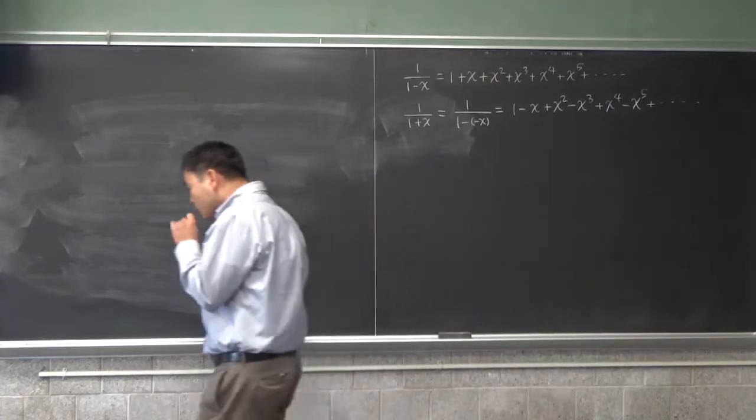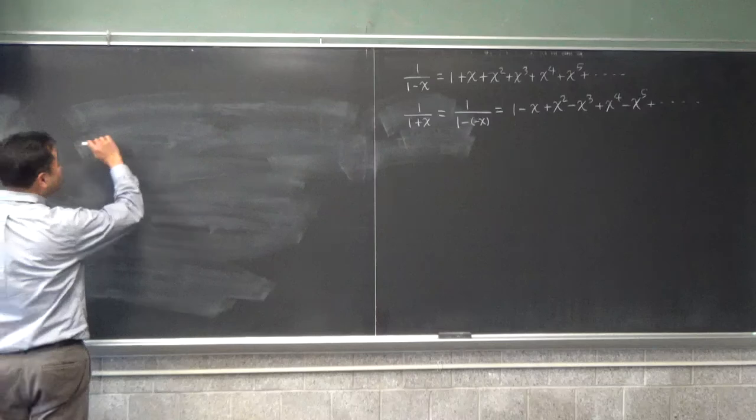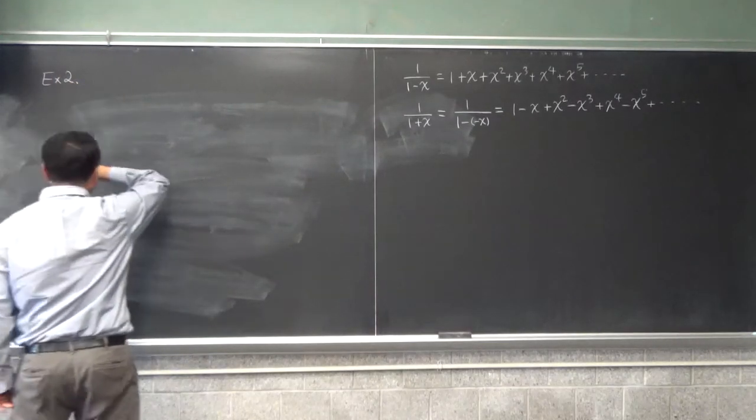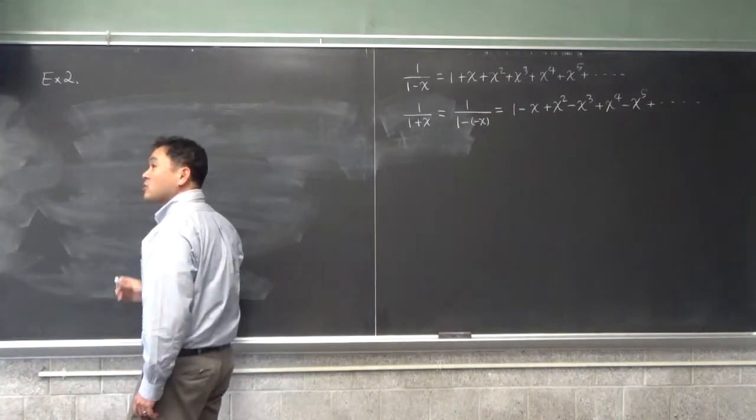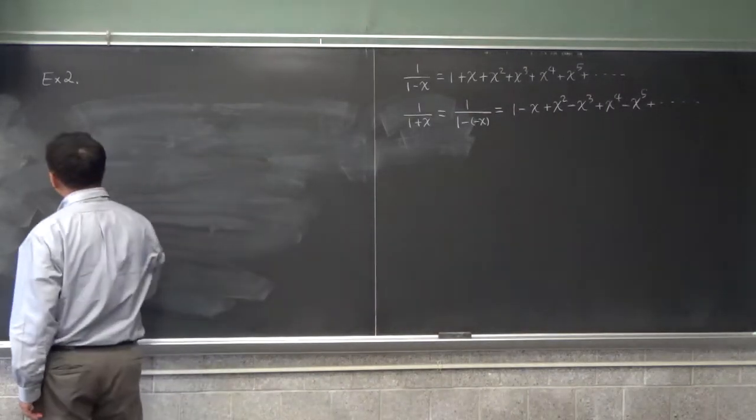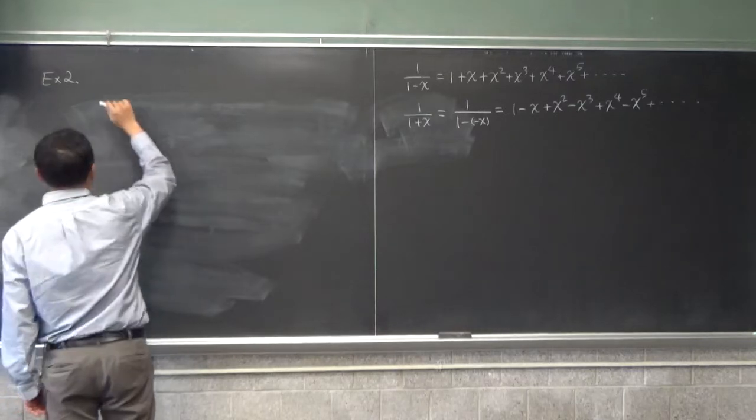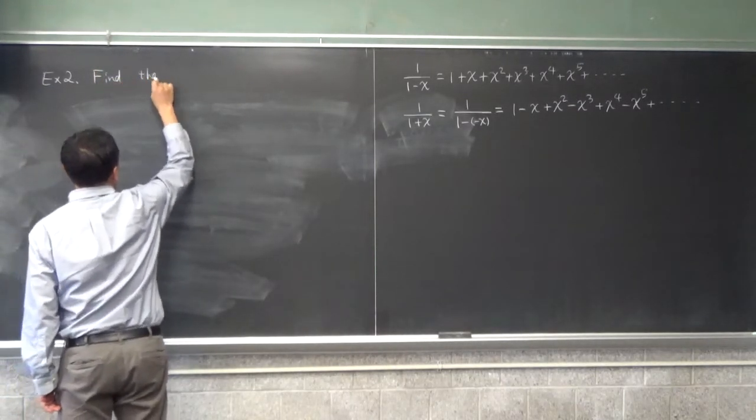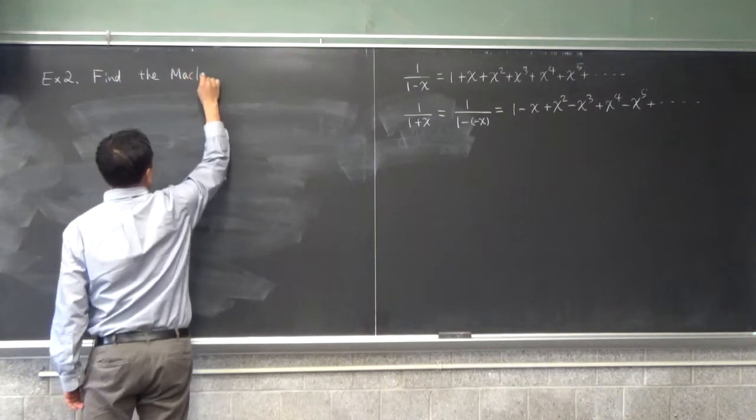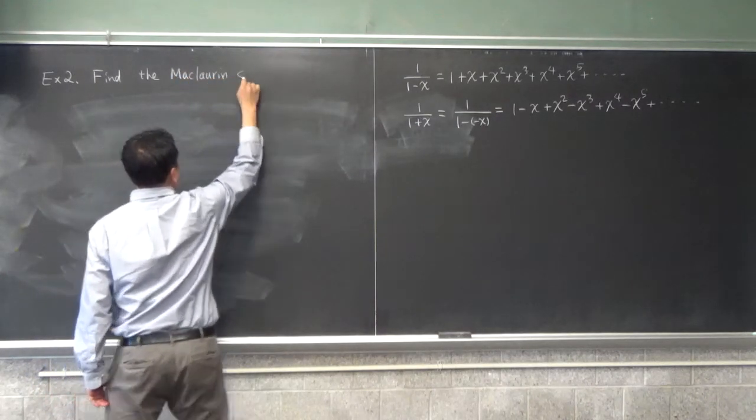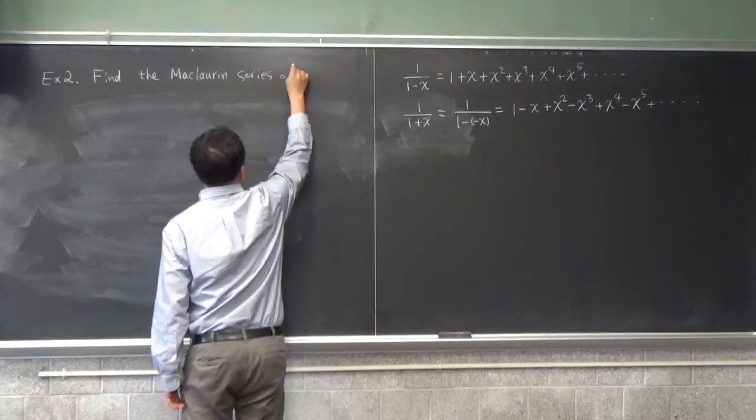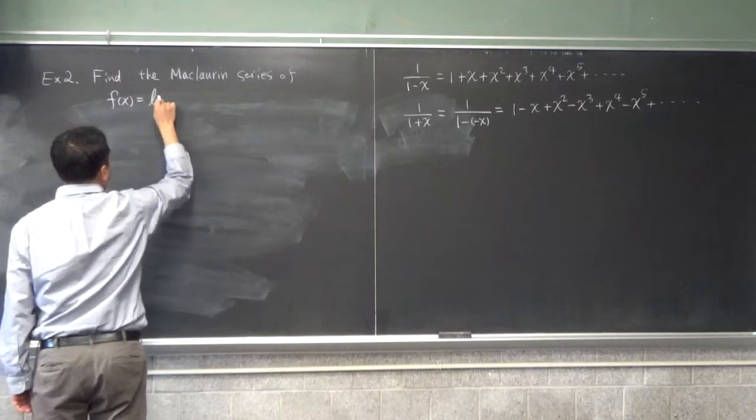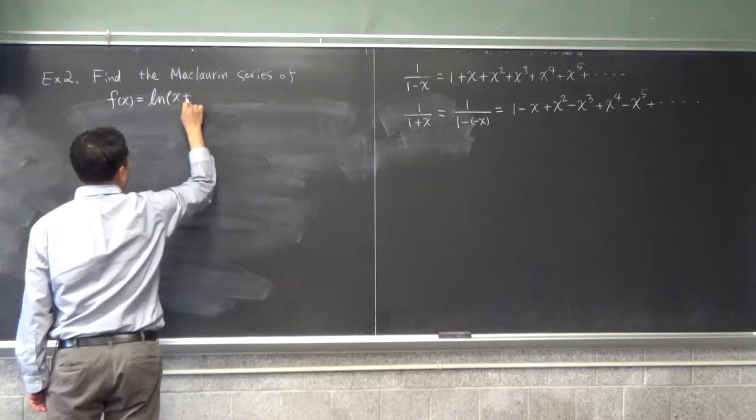Okay, so using that, I want to try to solve the following question. Last time we did the Maclaurin series of x times cosine 2x. So this is our next question. Find the Maclaurin series of f of x equals ln of x plus 1.